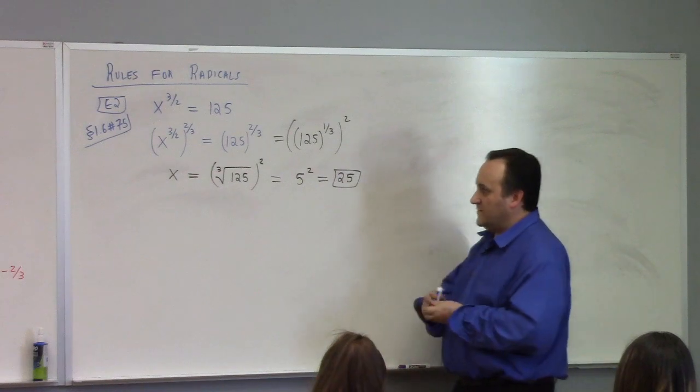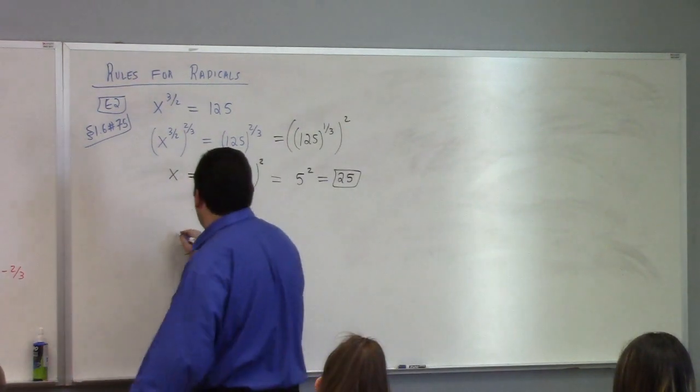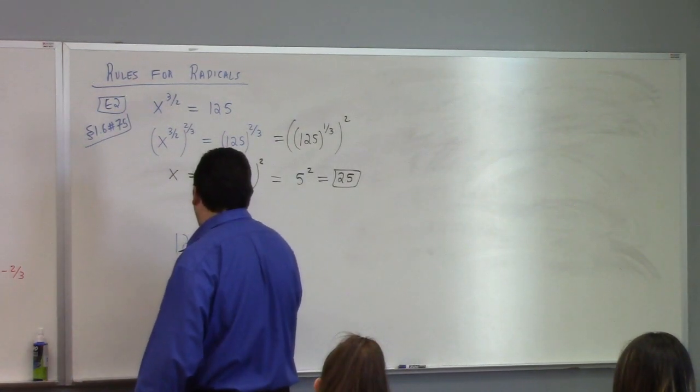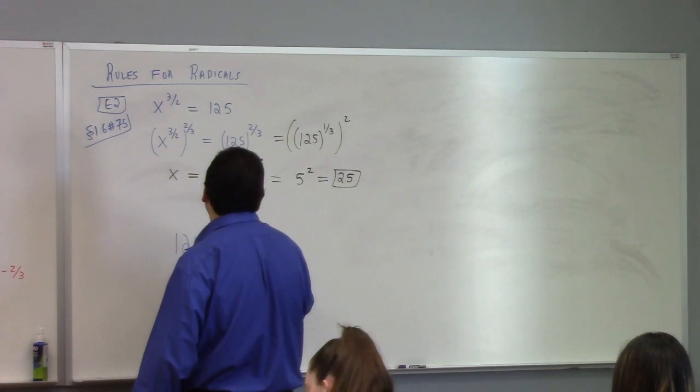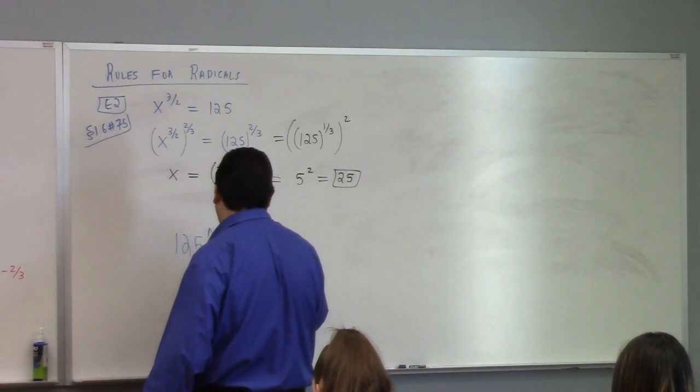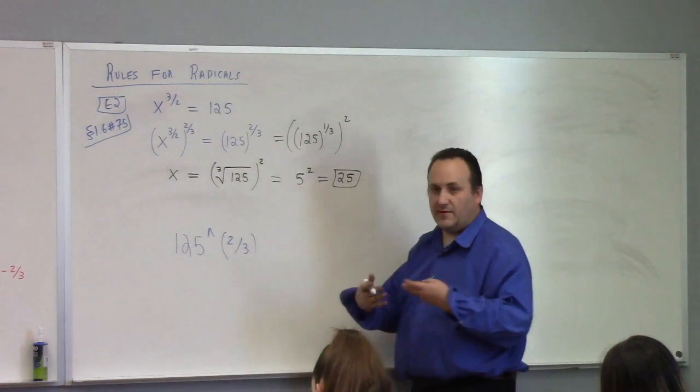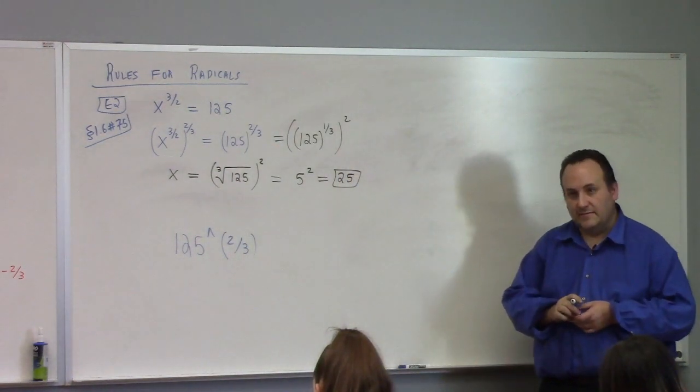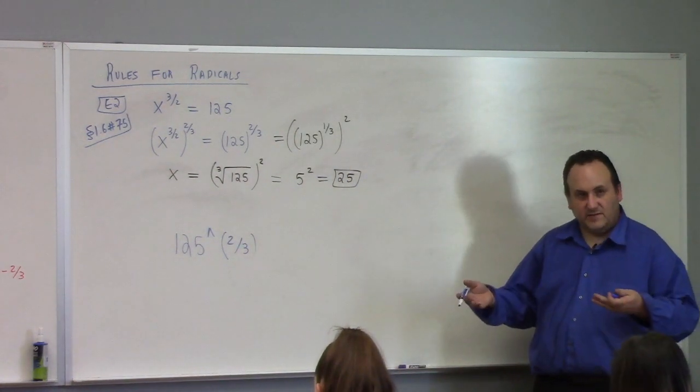Now, of course, you have a calculator, right? And you can just as well do this in your calculator. You hit 125, your caret button, and then put in 2/3. You can calculate 125 to the 2/3 power in your calculator directly. You don't have to do it by hand if you don't want to.